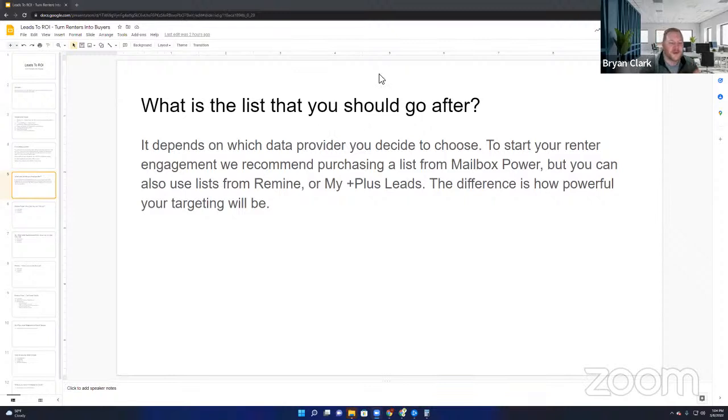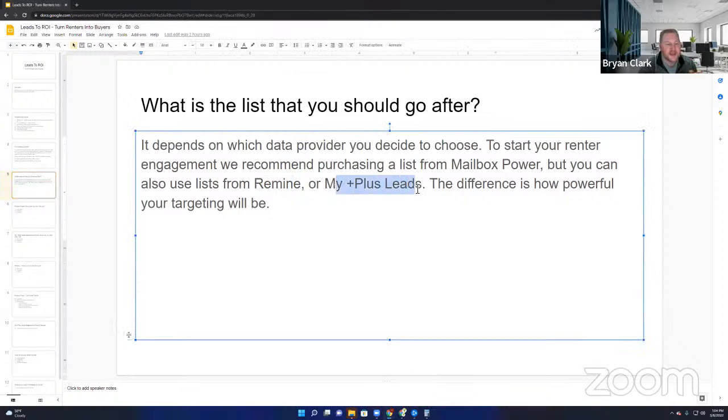Now, when we're taking a look at this, you can also use Remine and MyPlusLeads. There's a difference between how you're going to target these folks, though. If we're using Remine and MyPlusLeads, we are going after, again, the absentee homeowner list, and we're targeting that particular property right out of the gate. That's more of a buckshot approach than a precision targeted approach like what we can go after with Mailbox Power, but they both have their benefits.